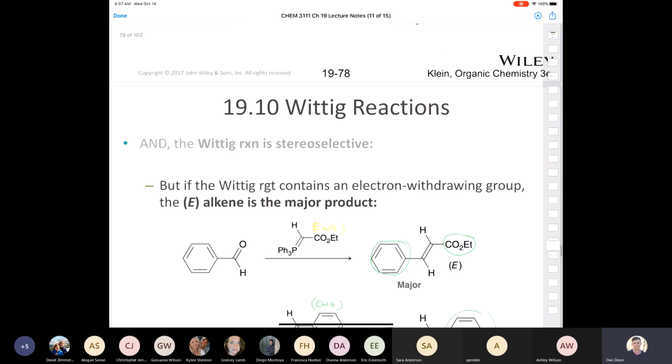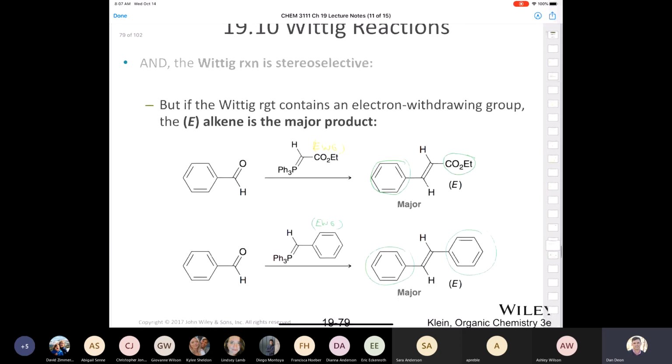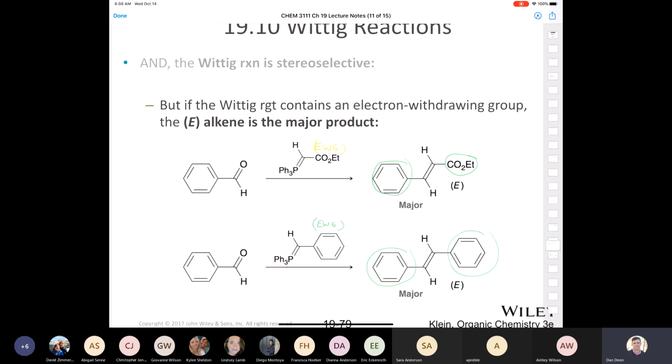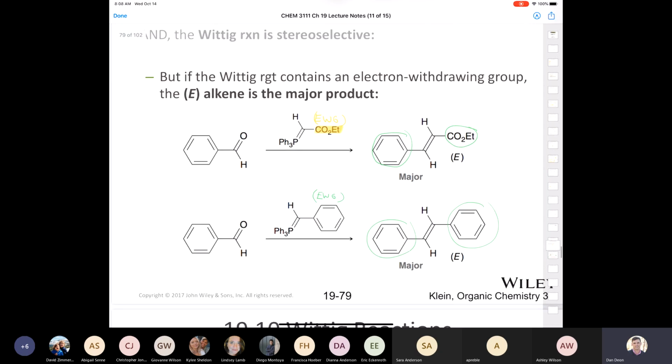If we have something more elaborate, if we have a Wittig reagent that has an electron withdrawing group, something that can stabilize the negative charge on the carbon of the ylid, okay? In that case, you're going to end up with the E-alkene, okay? So here's a couple of variations. We have an ester, and of course an ester is an electron withdrawing group. Now, an aromatic ring, you might not think of that as an electron withdrawing group, but I told you that it can stabilize the negative charge on the ylid.